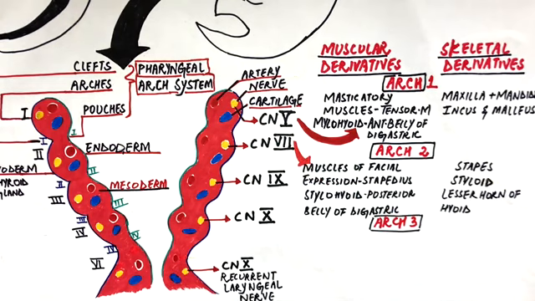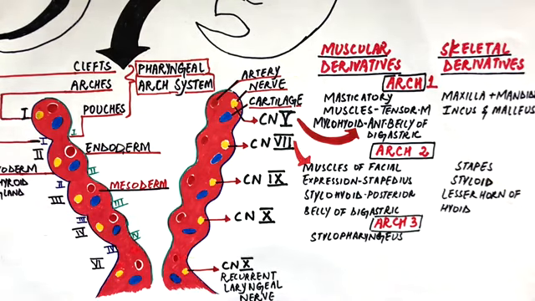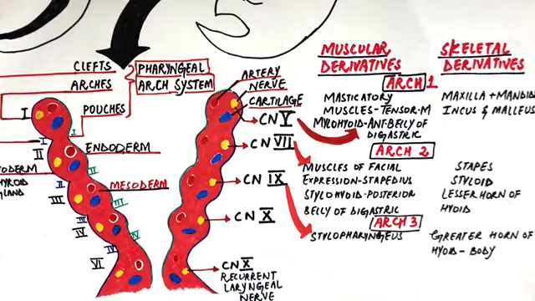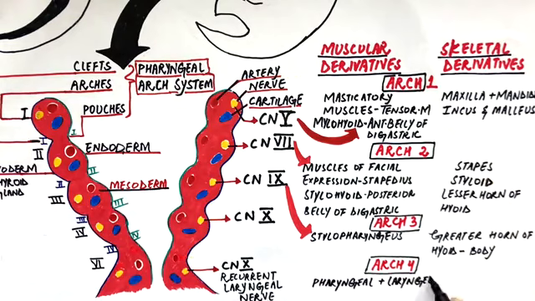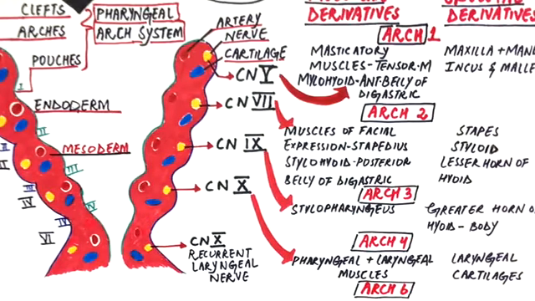The muscular derivative of the third arch will be the stylopharyngeus muscle, and its skeletal derivative will be the greater horn of the hyoid bone and part of body of the hyoid bone. And again, the third arch musculature will be innervated by the nerve of the third arch itself, which is the glossopharyngeal nerve. The muscular derivatives of the fourth arch will be the pharyngeal and the laryngeal muscles, and its cartilaginous derivatives are the laryngeal cartilages. The muscles will be innervated by the nerve of the fourth arch, which is the vagus nerve.